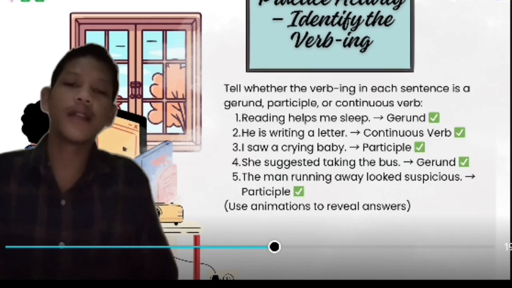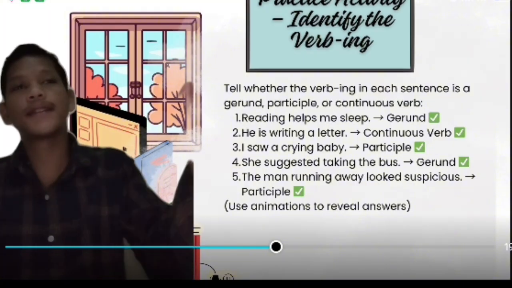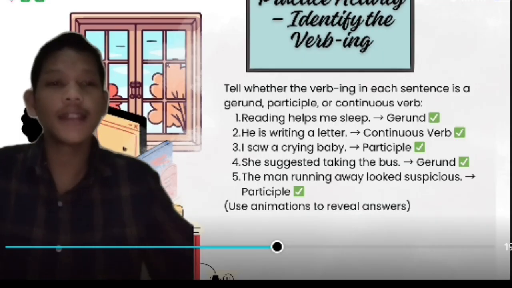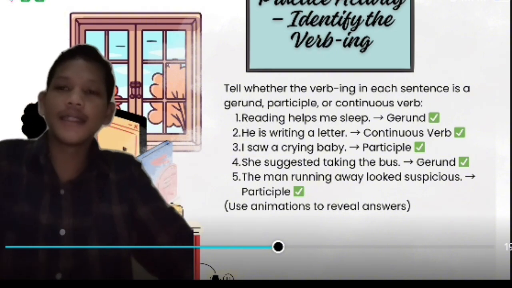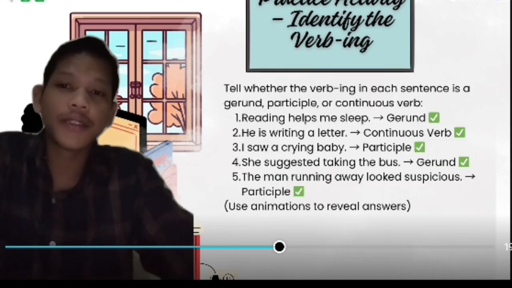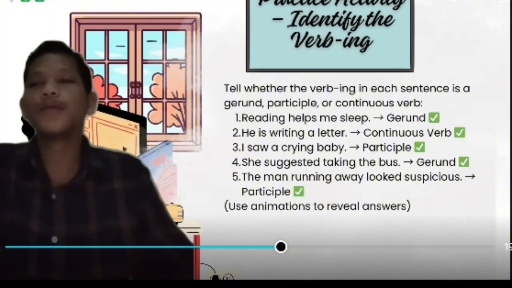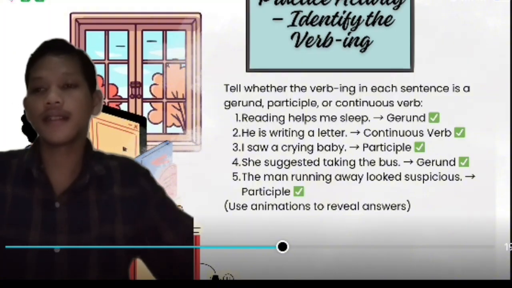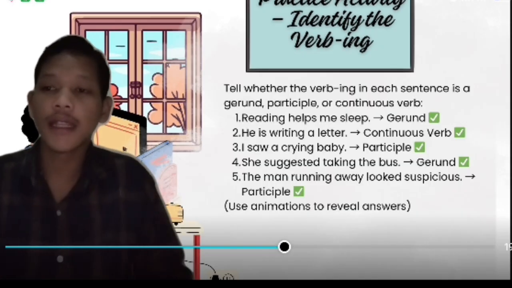Who all know the answer? Yes, Petra. Which one is it? Gerund, participle, or continuous verb? Good job, Petra. So it is gerund, right? Because it's the subject of the sentence and function as a noun, right? Thank you, Petra.